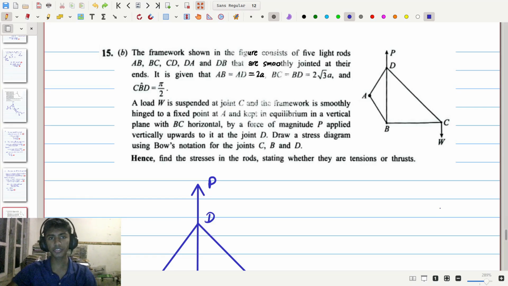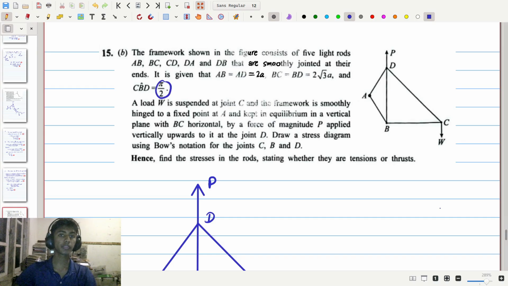This particular question says the framework shown in the figure consists of 5 light rods AB, BC, CD, DA and DB that are smoothly jointed at their ends. It is given that AB length is equal to AD length is equal to 2a and BC length is equal to BD length is equal to 2 root 3 a and angle CBD is equal to 90 degrees or pi by 2 radians.